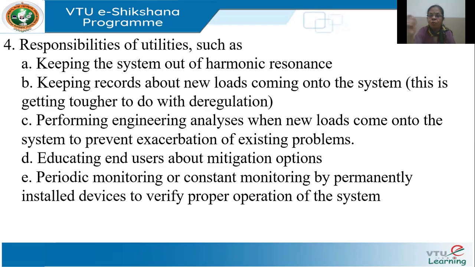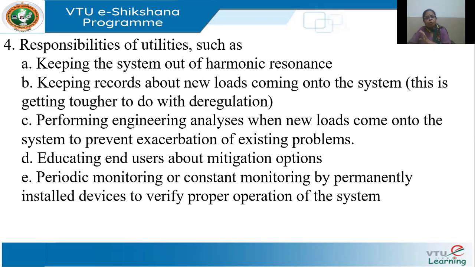So what will happen now? The new load when I connect, even though the transformer is capable of taking the load, the relay will trip because I have forgotten to change the relay setting. Clear? So a lot of things can happen when you connect loads arbitrarily. So it is the duty of the utility to keep record of the new loads and see that any changes which have to be incorporated are done. And every time a new load is connected, detailed analysis has to be done by the utility. What is the impact of this load on my existing system? What extra problem can it cause?